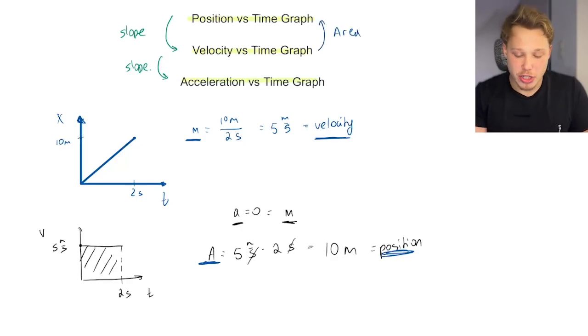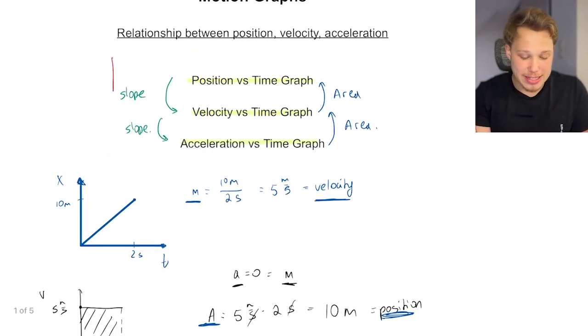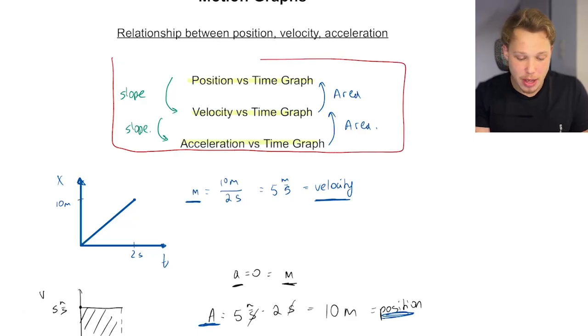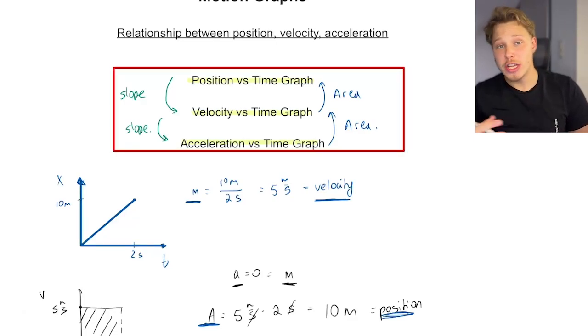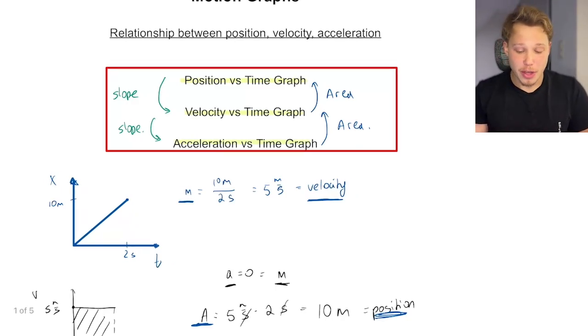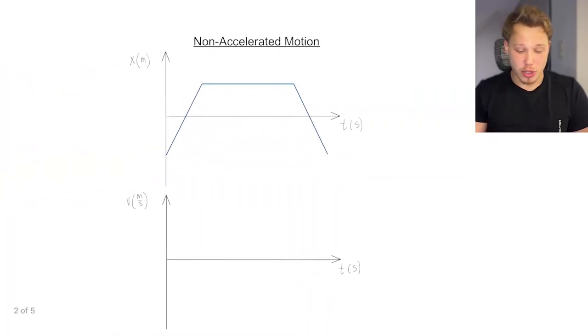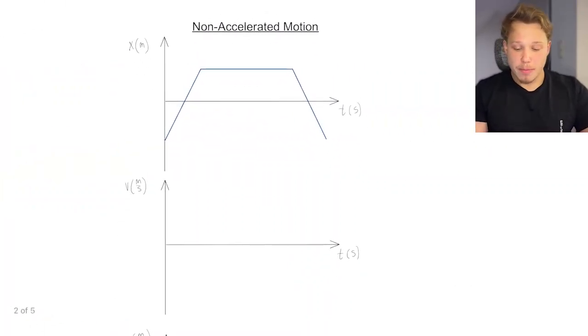Similarly, you can imagine that to go from acceleration to velocity, I can also look at the area. So this right here is the fundamental relationship between these three variables. And if you understand this, the rest of this unit should be pretty easy. Let's start by analyzing the simplest of the graphs with the non-accelerated motion. Non-accelerated motion means that acceleration is 0, or your velocity is constant, in other words.